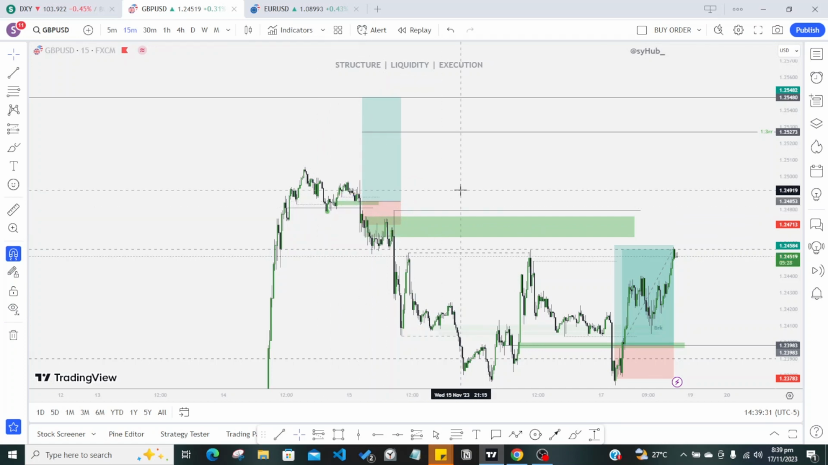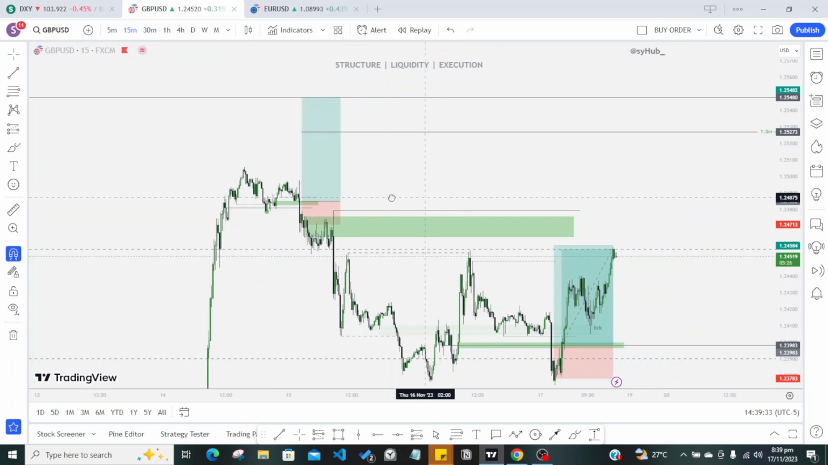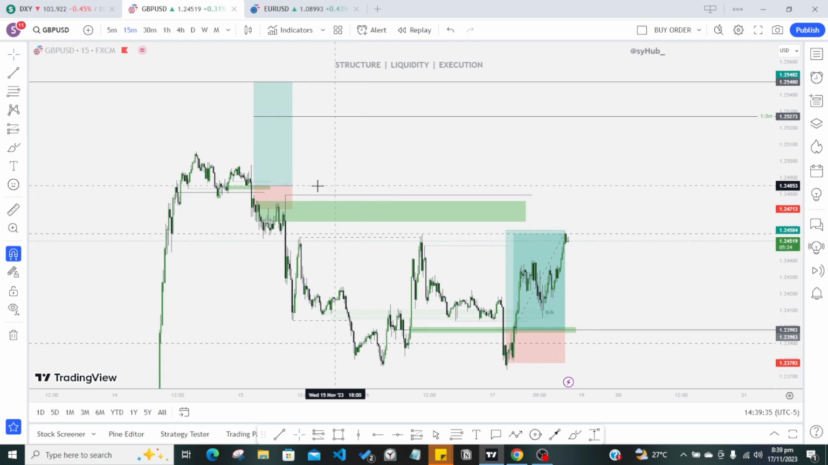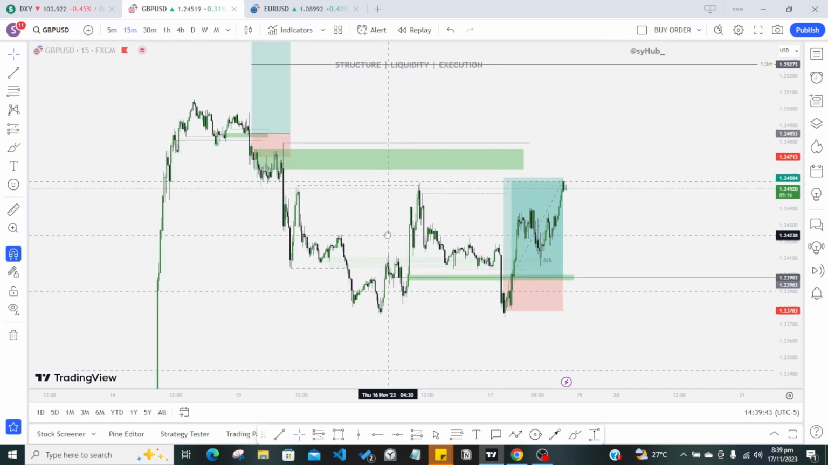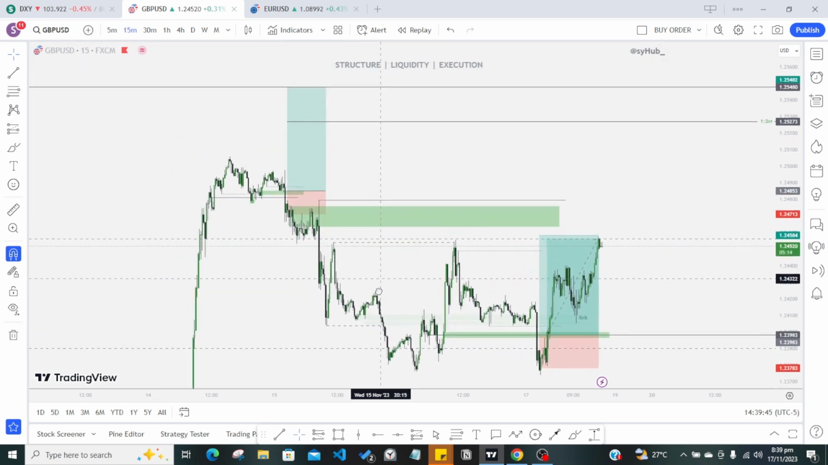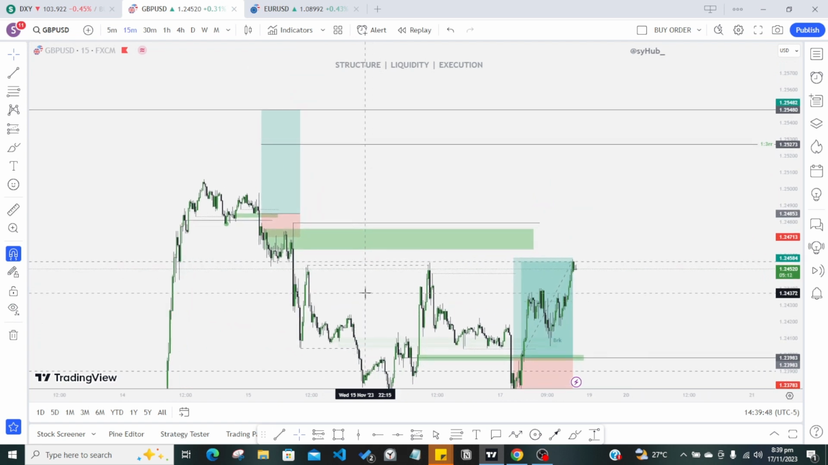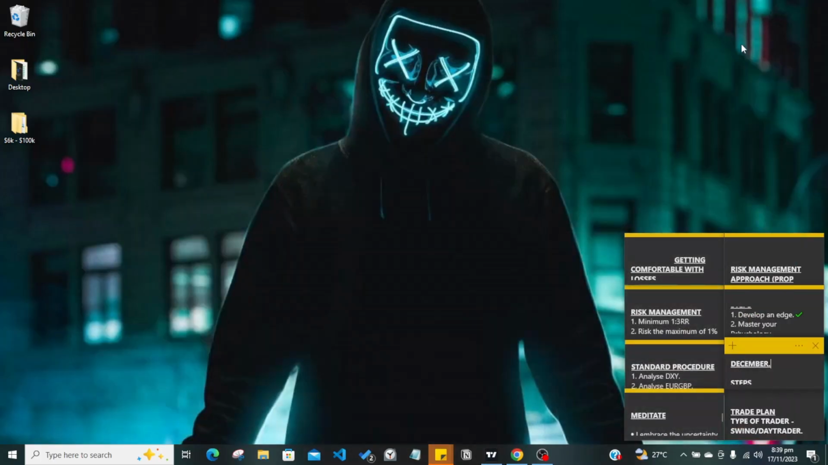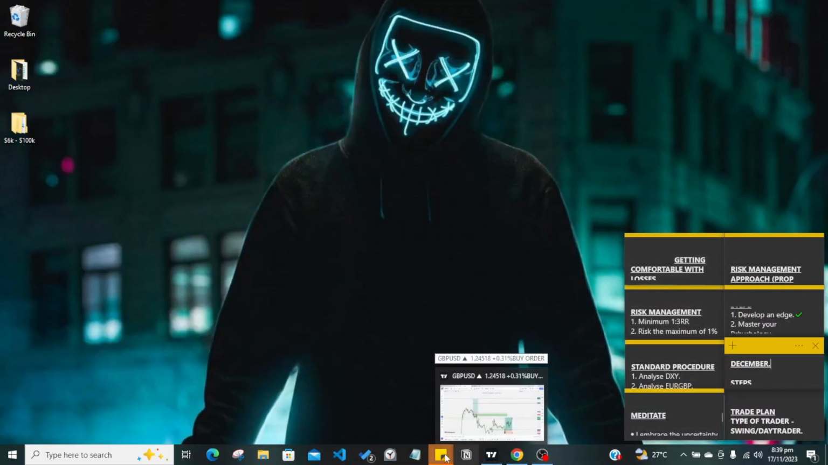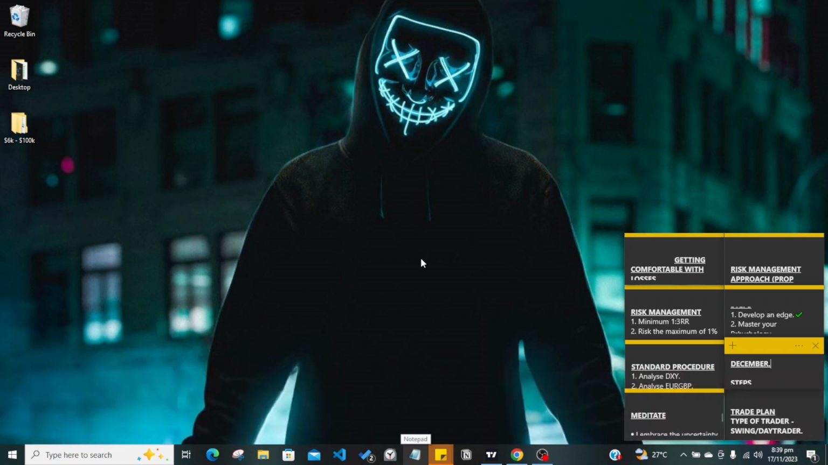Looking back, there was no point for me buying at this premium zone. The price was too high, so price needed to get back down into discount before looking at any buying opportunity. So yeah, these are just the few trades I took this week. I took 4 trades, 3 losses, then one win. That's 1-3-1, which means I ended the week at break even.